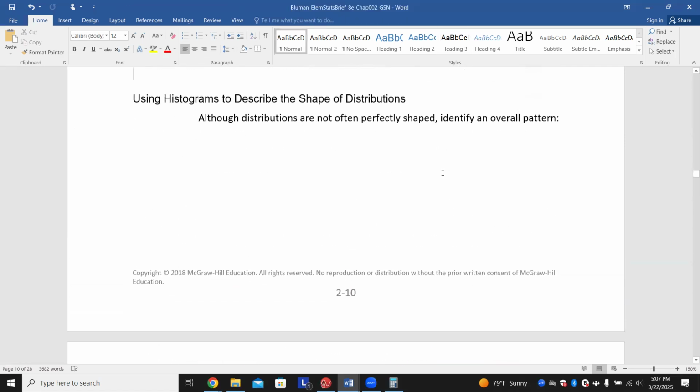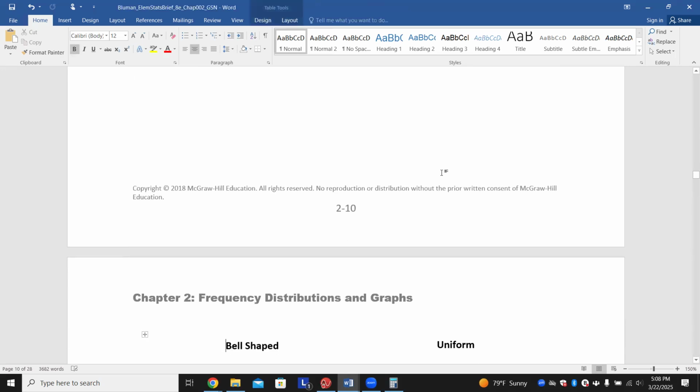All right, so using histograms to describe the shape of distributions, although distributions are not often perfectly shaped, identify an overall pattern. So we do these frequency charts so that we can see the data graphically, and then it starts making a little more sense. So some graphs that I'm going to expect you to see and then know what it's called.